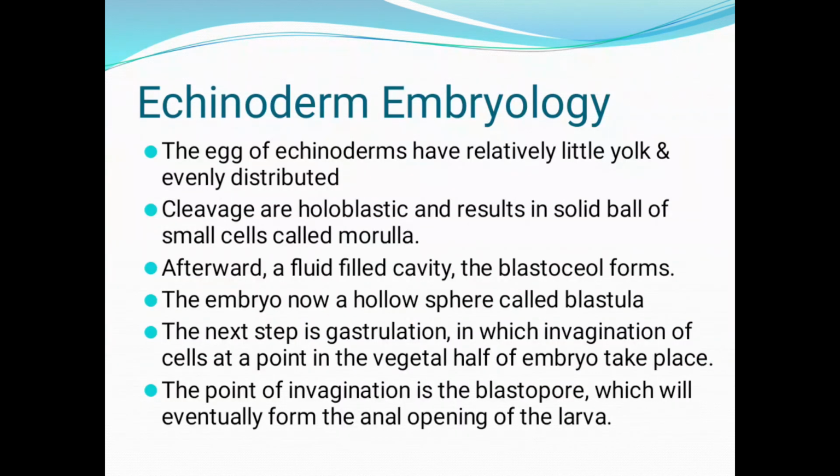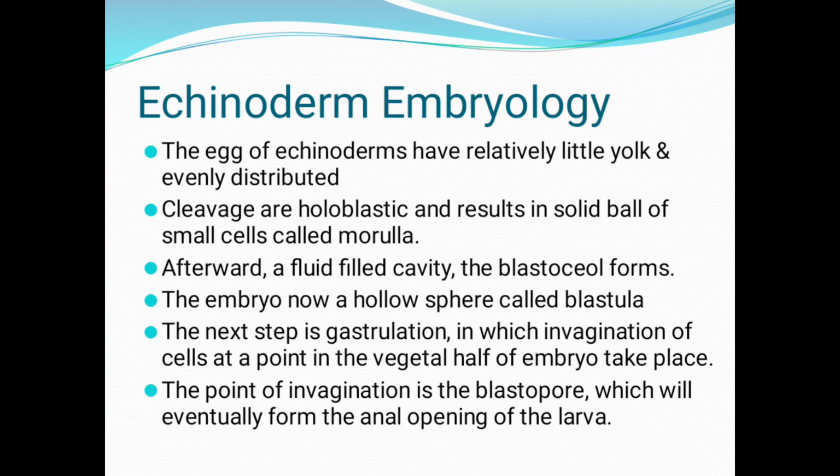Now echinoderm embryology. The egg of echinoderm has relatively little yolk, evenly distributed. Cleavage is holoblastic and results in a solid ball of cells called morula. Afterward, a fluid-filled cavity, the blastocoel, is formed. The embryo is now a hollow sphere called blastula.